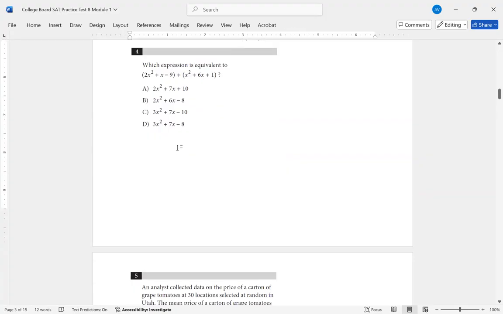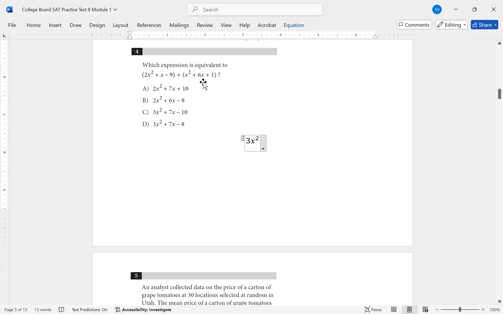Question 4. Which expression is equivalent to the following expression? Basically, what this is asking us to do is to combine like terms. We're adding a polynomial to a polynomial. And when we add polynomials together, we combine like terms. So I'm going to take 2x squared plus x squared. That's going to give me 3 copies of x squared.